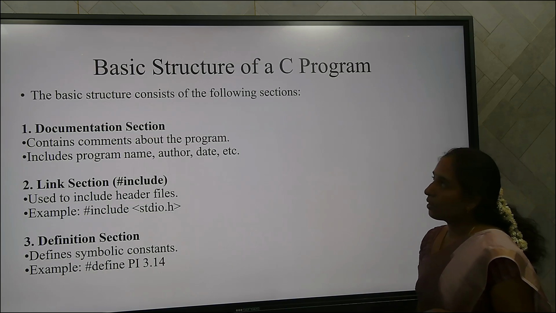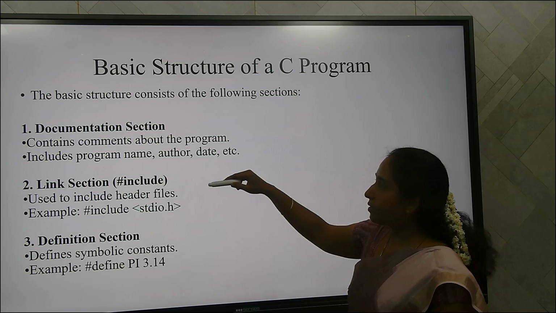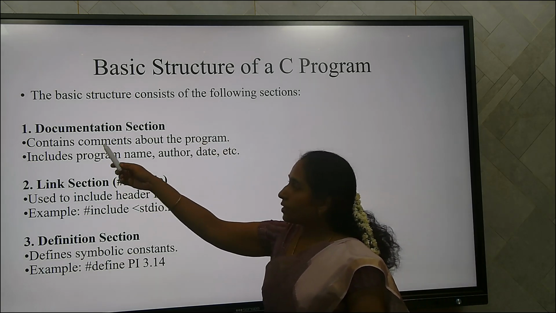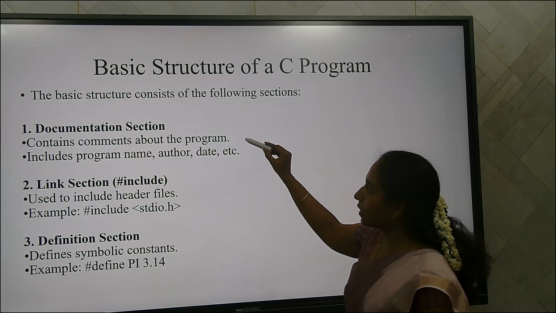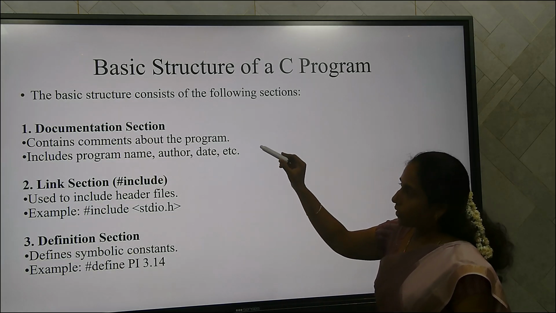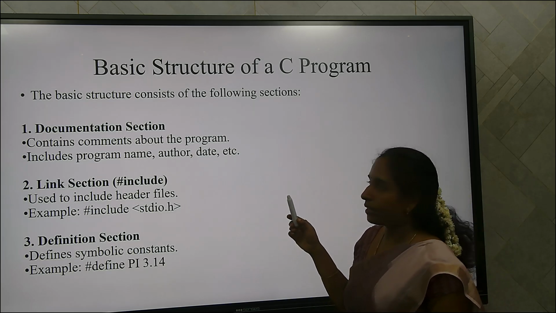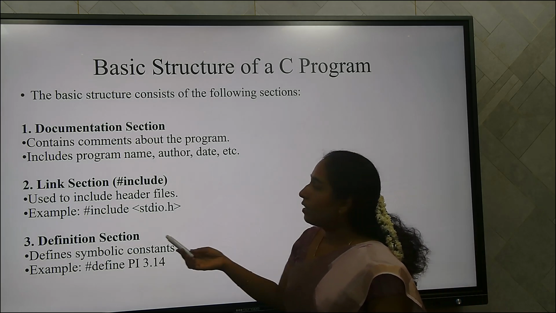Next, we move on to our last topic, the basic structure of a C program. In this basic structure, we focus on these upcoming sections. First section is the documentation section. In this, we write the title of the program, then the author name, and then the date on which the program is created. It will ignore all the comment lines in your program.